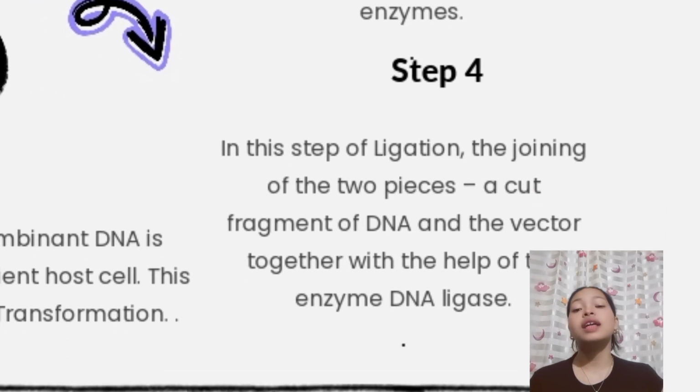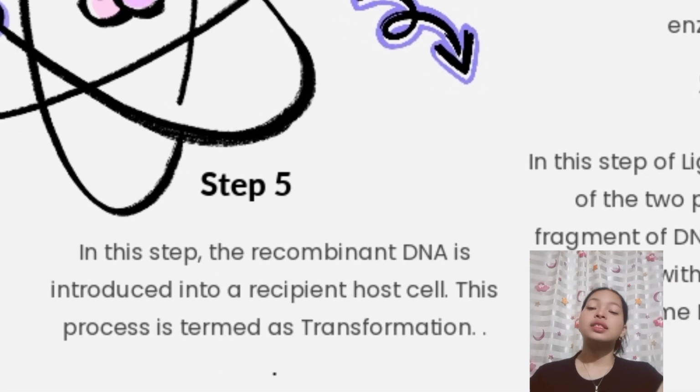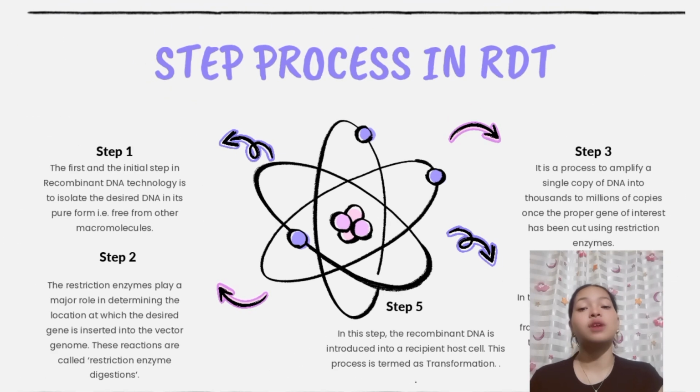Step 4, ligation of DNA molecules. In this step of ligation, the joining of two pieces, a cut fragment of DNA and the vector, is done together with the help of the enzyme DNA ligase. Step 5, lastly, insertion of recombinant DNA into the host. In this step, the recombinant DNA is introduced into a recipient host cell. This process is termed transformation.